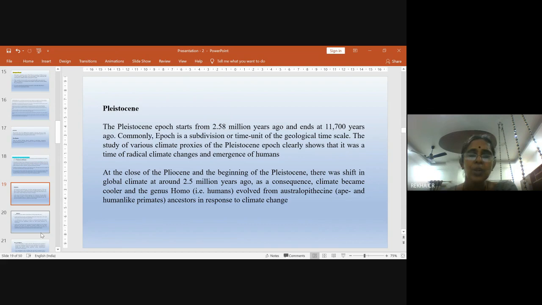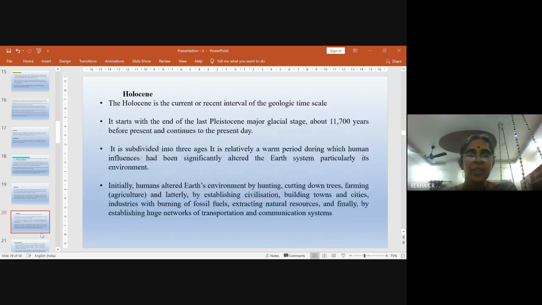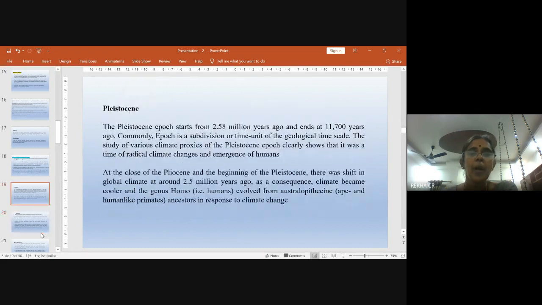So at the close of the Pliocene and the beginning of the Pleistocene, there was a shift in global climate around 2.5 million years ago. So human beings evolved during this epoch.